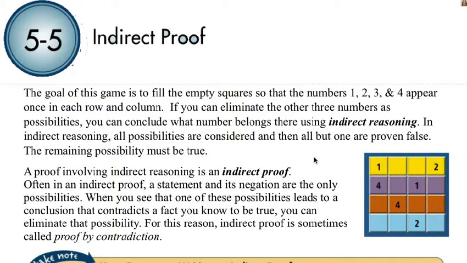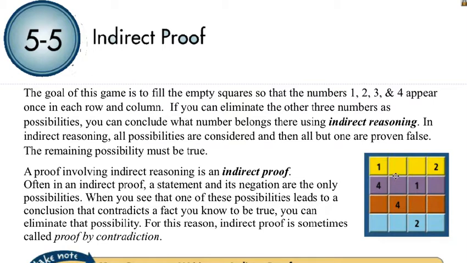And the way that you do some of these is to go ahead and use what's called indirect reasoning. And indirect reasoning, actually what you're doing is you're considering all your possibilities, but then you prove that one of them's false, which leads you to conclude that the opposite one or the only one remaining has to be true.